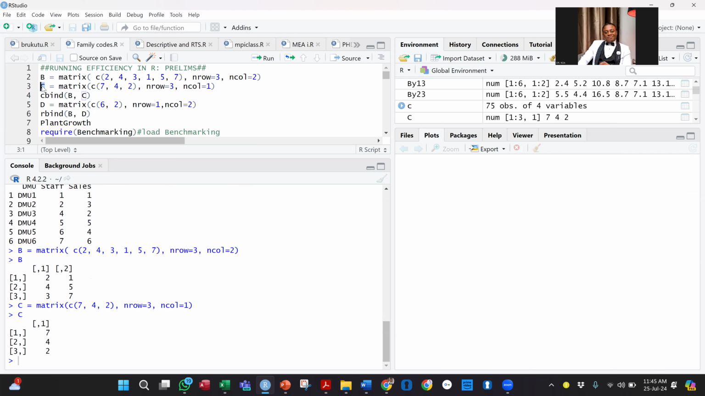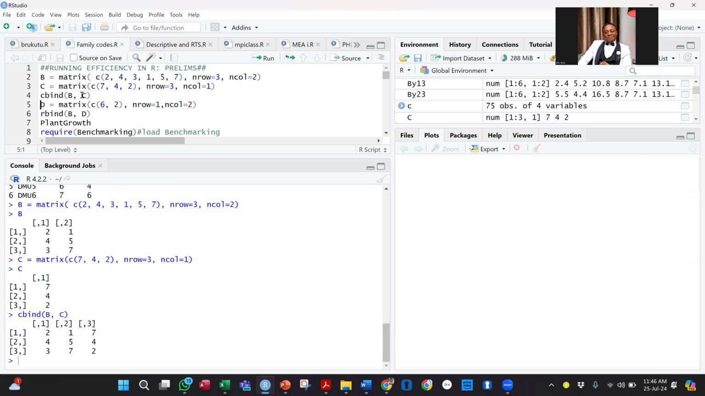What about the next one? The next one is a column binding. So what you are going to do is put matrix B and matrix C together. It's a very, very simple thing. Just arrange them together. It's a column. So it means that if this is C, this is B, the next one should be on the right of it. So let's put that there. That's it. You can see that we've combined the columns.